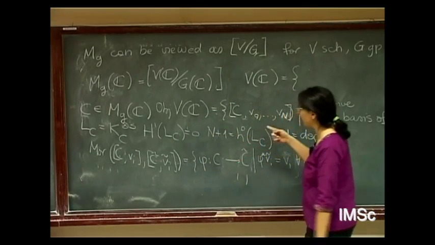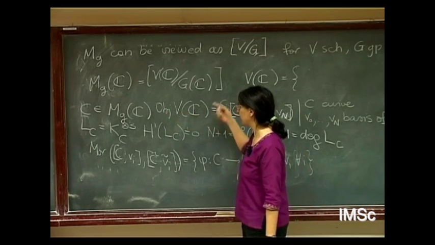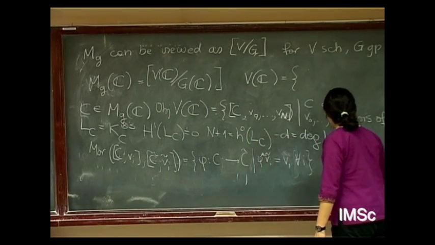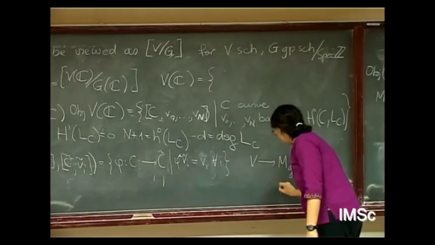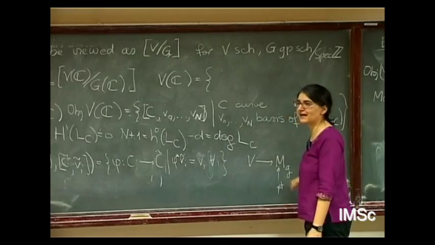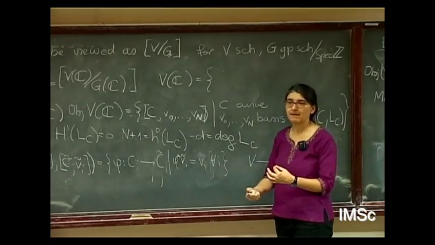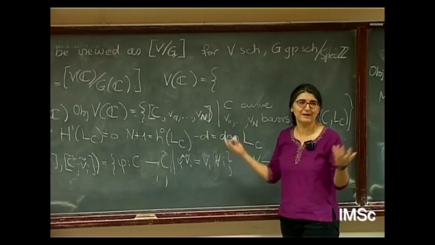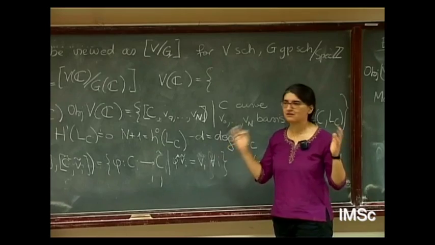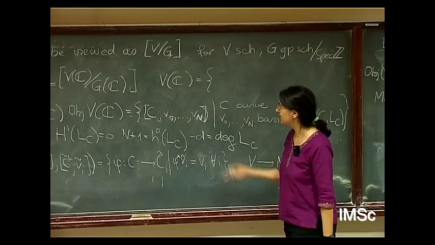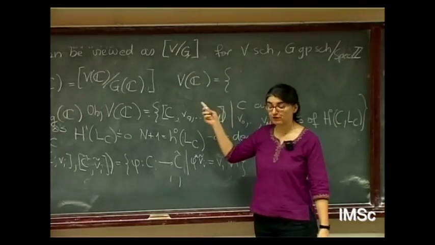So if I look at this morphism of functors from V to Mg, and I fix a point here, which means I take a specific curve, well, this fiber is a principal GLn bundle, because it's the set of all bases of a vector space, or GLn plus 1 bundle. So what you can prove is that this V of C is quasi-projective.